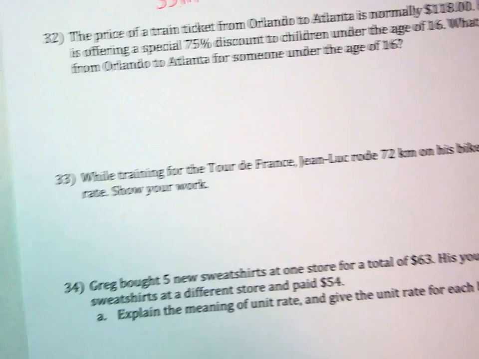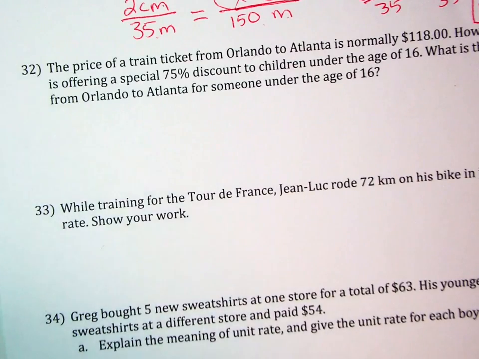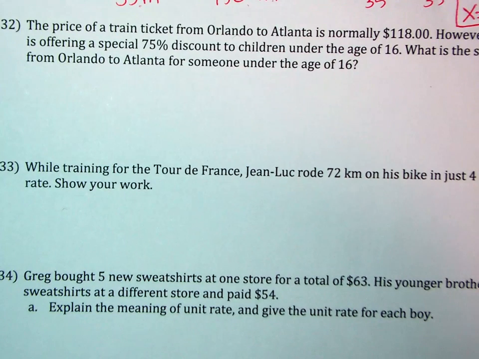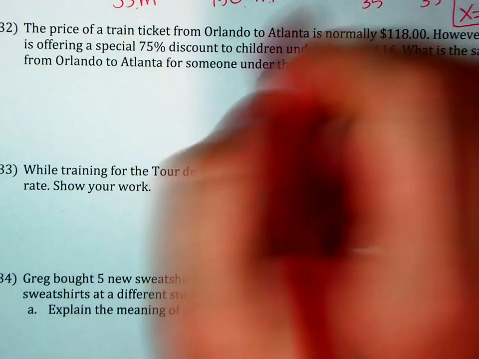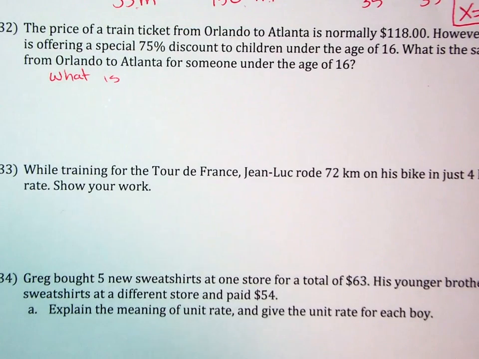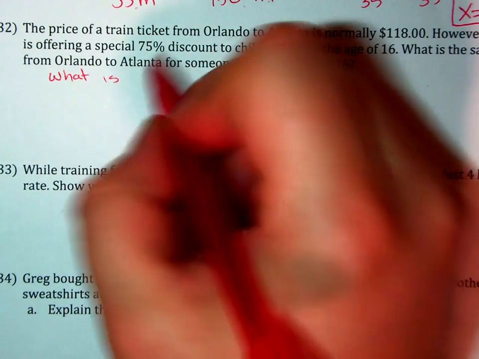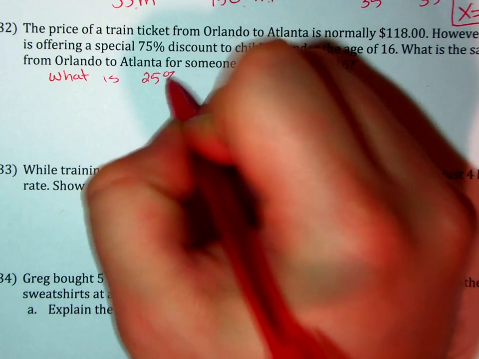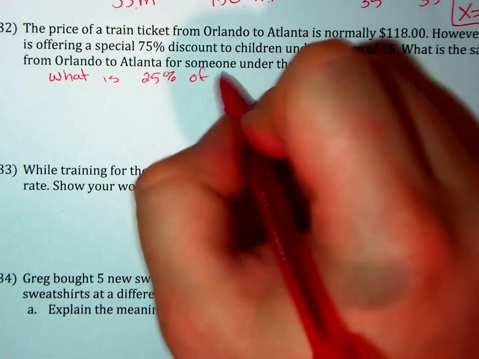Problem 32. The price of a train ticket from Orlando to Atlanta is normally $118. However, the train company is offering a special 75% off discount to children under the age of 16. What is the sale price of the ticket from Orlando to Atlanta for someone under the age of 16? Well, my what is statement would be what is, in this case, 25% of $118.